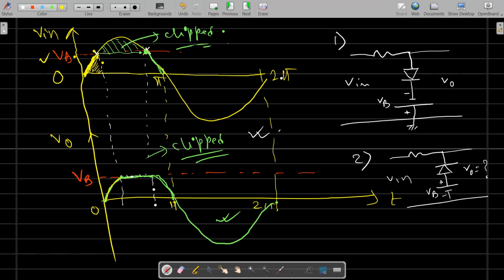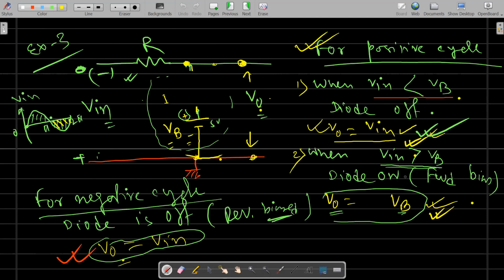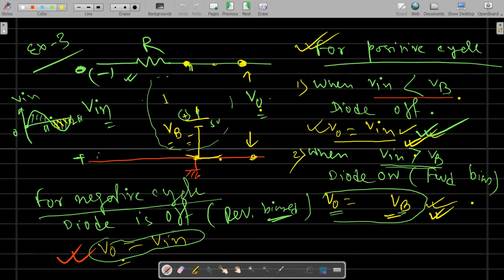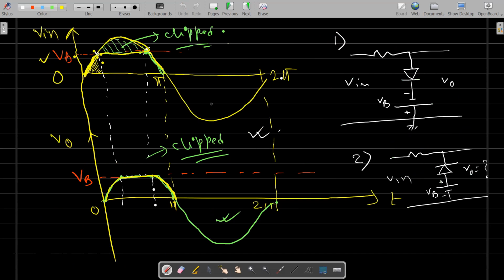But for Vin greater than VB, when the input signal crosses VB, that means for this part, we are talking about this section. V0 will be constant, that is equal to VB. A straight line here up to that part. And again for this part, the output will follow the input like this. And for the entire negative cycle, the output will be the input. V0 will be Vin. So for the entire negative cycle, Vin and V0 are the same, like this.